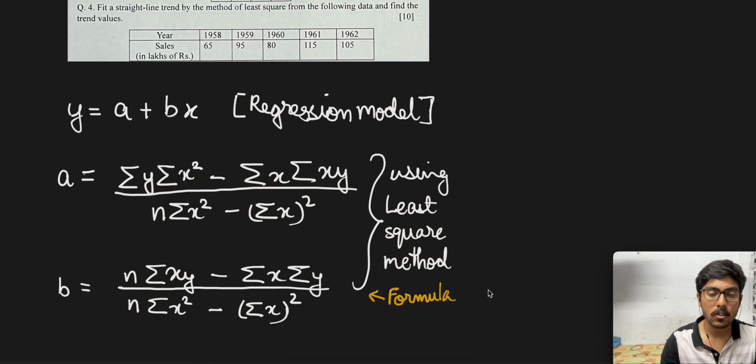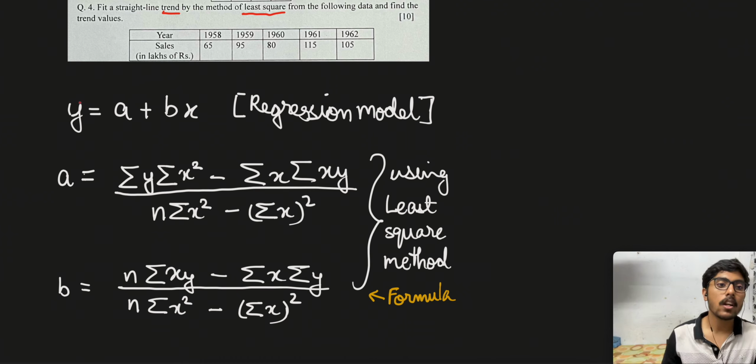Hello everyone. So today we are going to solve another problem on linear regression. We are asked to fit a straight line trend by method of least squares from the following data and find the trend values. Trend line means the regression line. Actually it is used in place of the regression line only, so we can interchange these two words. And we will see how we will calculate the trend values after we calculate the regression line.